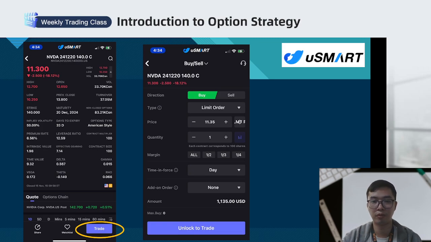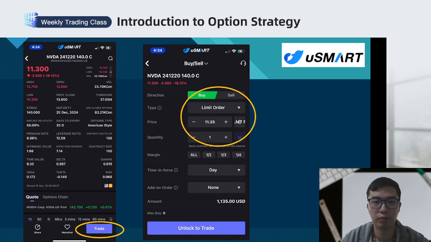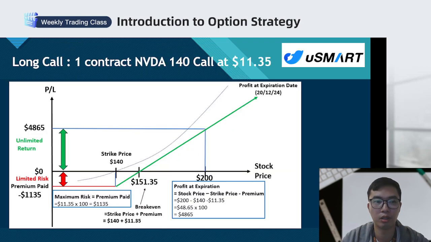Alright, so this is how we put orders in uSMART, by buying a long call. Based on what we just bought, the long call is one contract of NVDA at the strike price of 140, call options at the premium of 11.35. Usually in the app below, it will show how much your maximum risk to lose is in this long call.